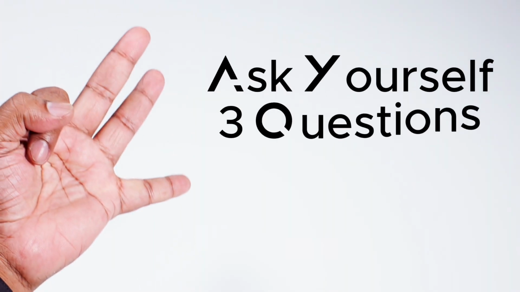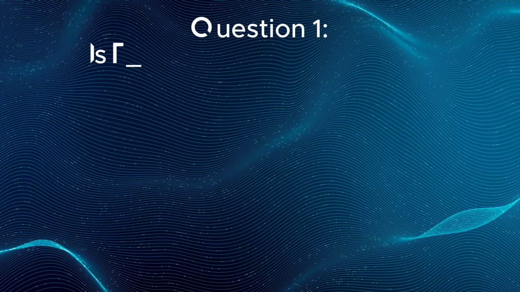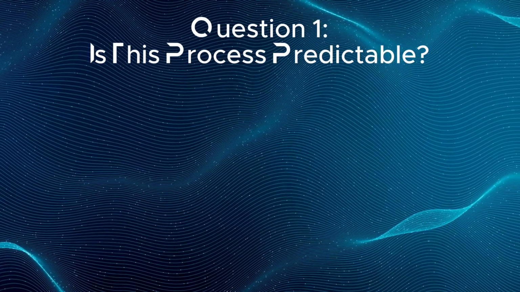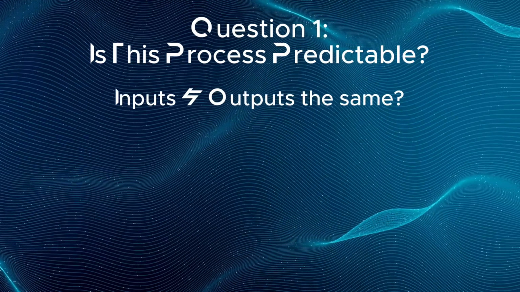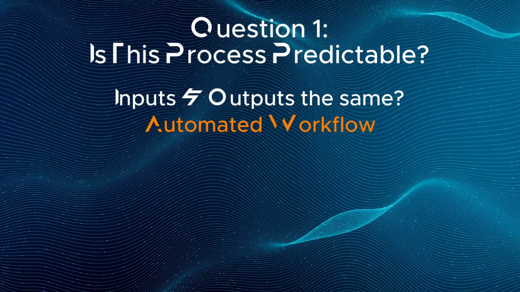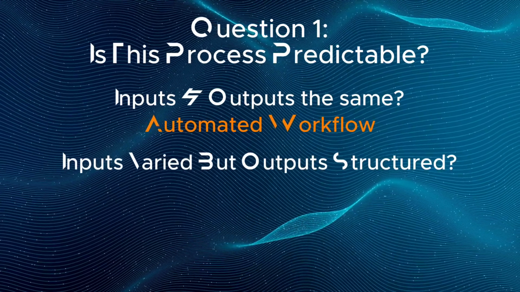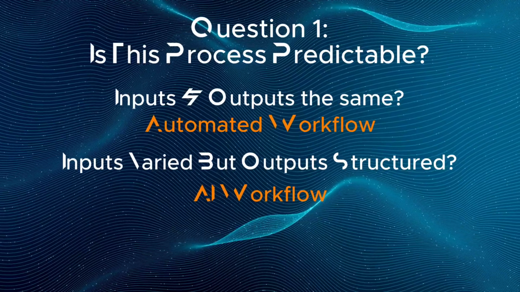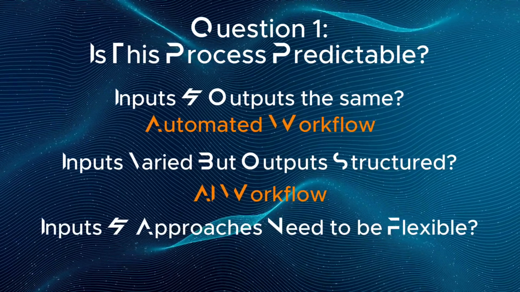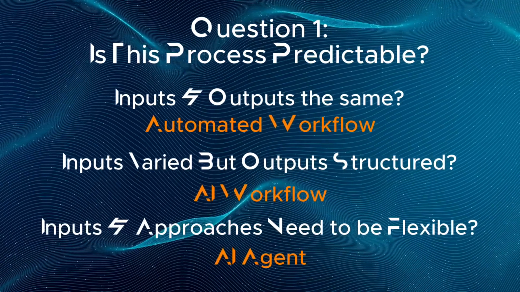So how do you know which type of business automation is best for your business right now? Well, let's go ahead and go through this decision-making matrix. And all you need to do is ask yourself 3 questions. Question 1, is this process predictable? If the inputs and outputs are always the same, I'd go for an automated workflow. If the inputs vary but outcomes are structured, AI workflow. And if both inputs and approaches need to be flexible, AI agent.